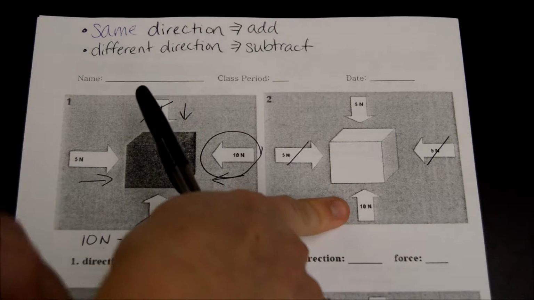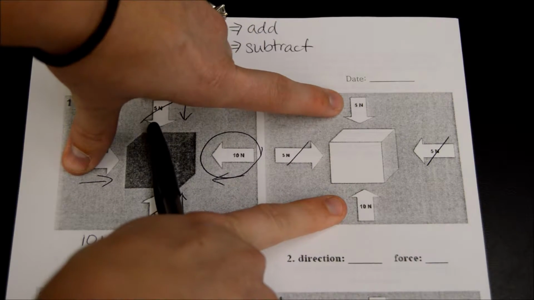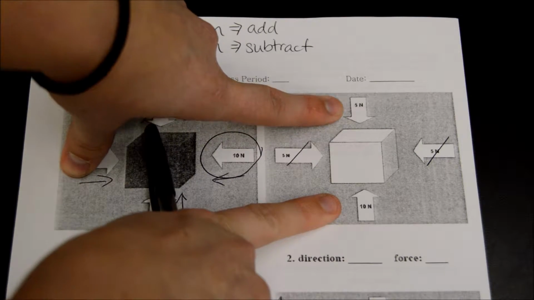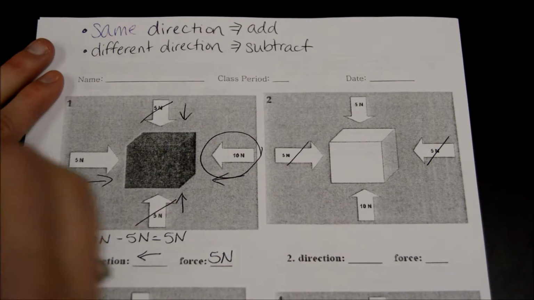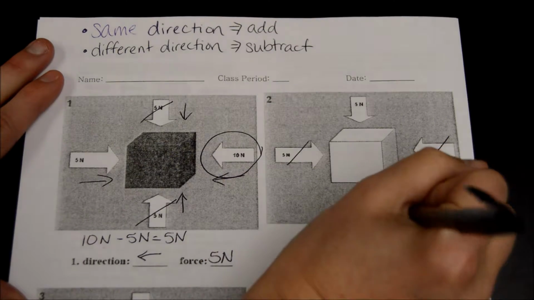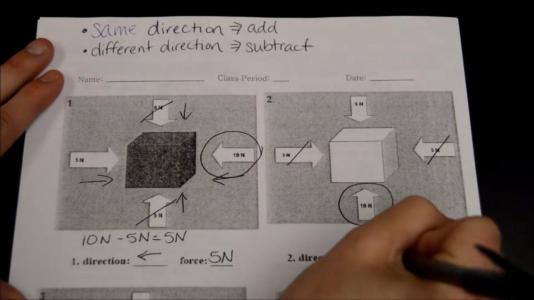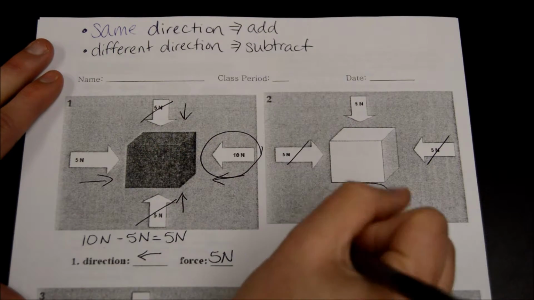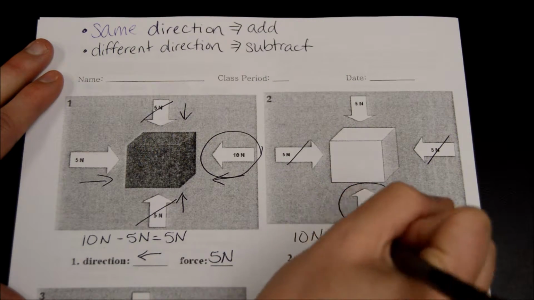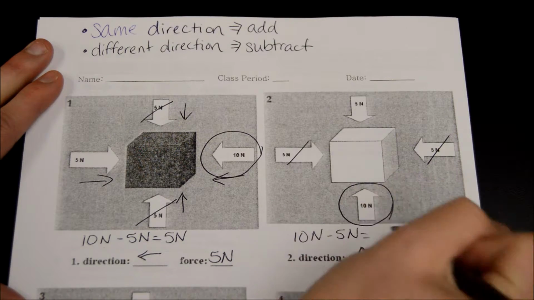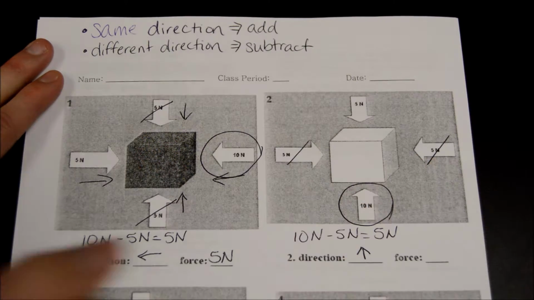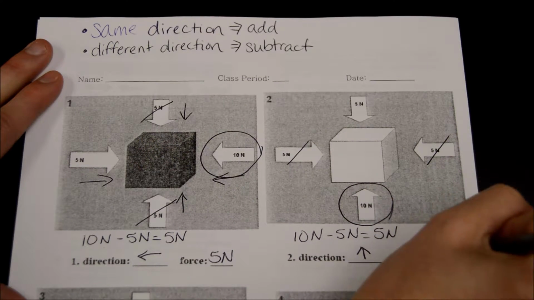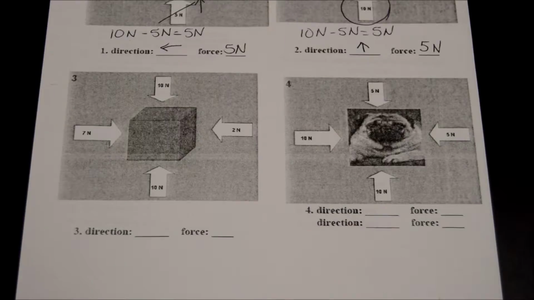These 2 arrows are working, one going down, one going up, so that's opposite directions. So opposite directions, different directions, we subtract. This is my larger one, so our direction is going to be going up. And I need to subtract 10 newtons minus 5 newtons, again, is 5 newtons. So I write my force of 5 newtons.